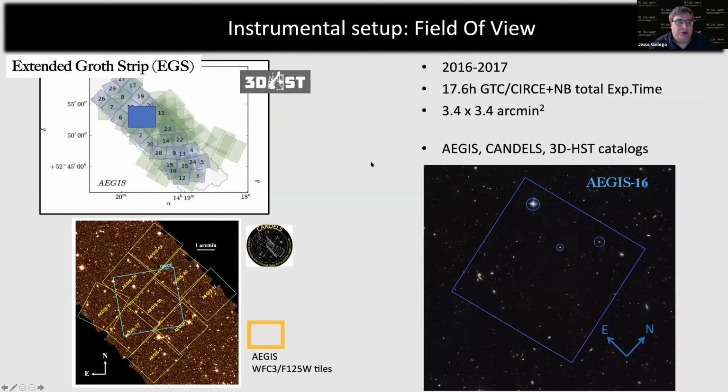For our deep pointing, we selected one of the HST Hubble Space Telescope tiles in the cosmological field of the Extended Groth Strip. A total of 18 hours total exposure time were invested in this observation.